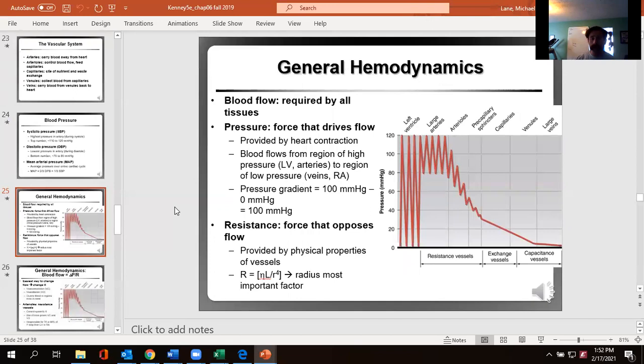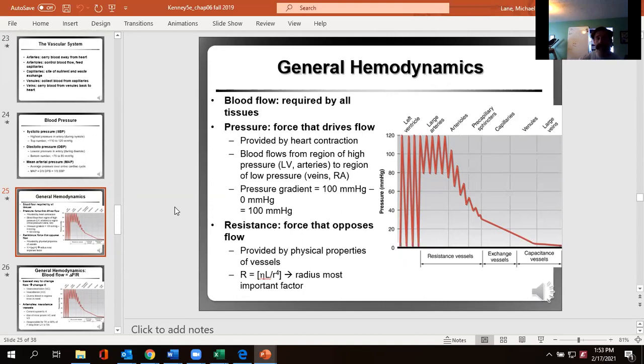Now, yes, you need blood flow to all of your tissues, and your body is lazy. It's trying to give exactly how much blood flow you need to these areas, no more than is necessary, because we're doing more work for no reason. It's inefficient, and it turns out that's a great way to starve to death if food's running low.